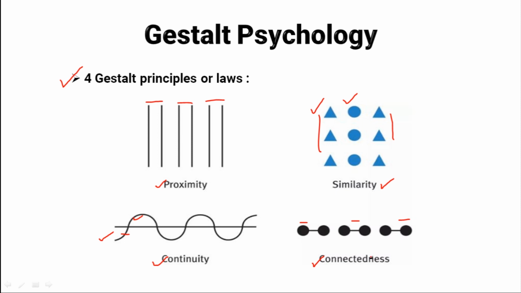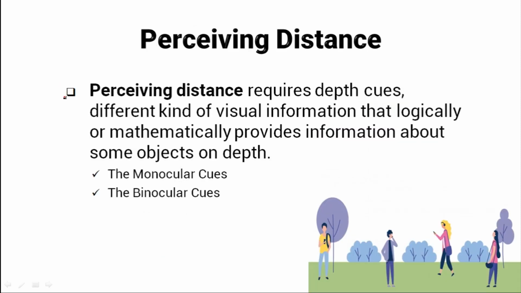So what Gestalt says is how we make perception, or how we do localization. Our eyes not only perceive objects in 2 dimensions, but also have the ability to perceive depth and see the world in 3 dimensions. So perceiving distance requires depth cues, different kinds of visual information that logically or mathematically provide information about objects in depth.